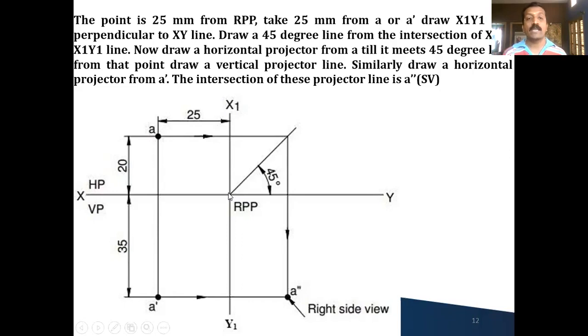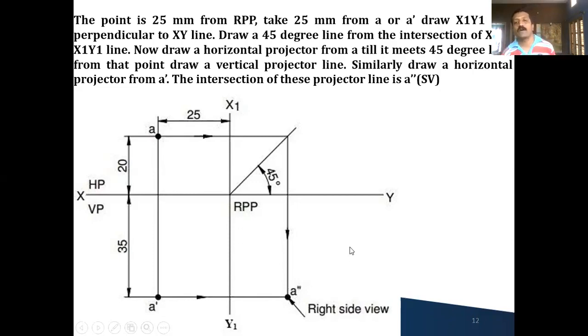So from this origin, let me draw a 45-degree line like this. After drawing the 45-degree line, take the top view, that is A. From A, draw the horizontal projector till it meets the 45-degree line. Once it meets the 45-degree line, draw a vertical projector downwards. The arrow I've written here shows from where to where you are drawing the projector line. Now similarly, from the front view A dash, draw the horizontal projector line like this. Wherever the horizontal projector of your front view and the vertical projector of your top view meet, call that A double dash.